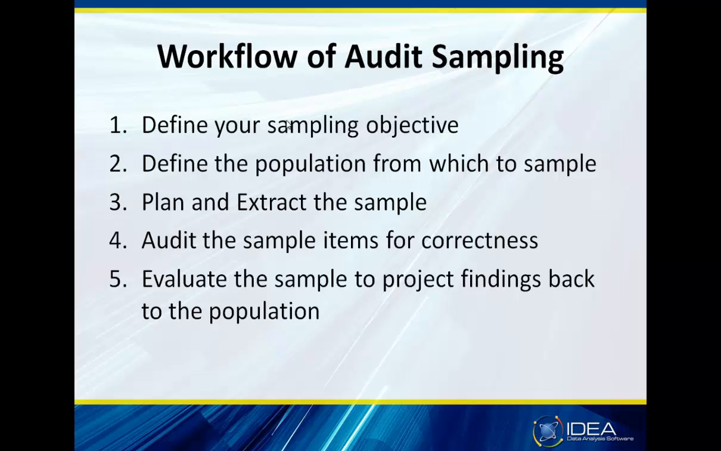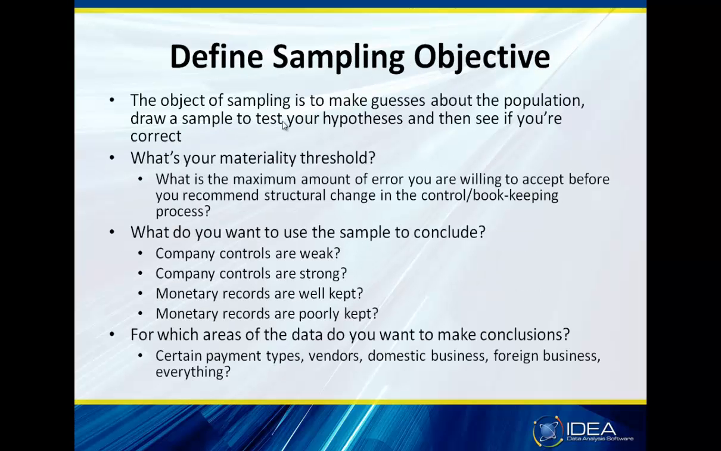Step number 3 is we need to plan and extract the sample, physically go audit the sample items for correctness, and then finally, based on those findings, evaluate the sample to project our findings back to the population. And we'll go through each of these steps in turn. First step, define the sampling objective.